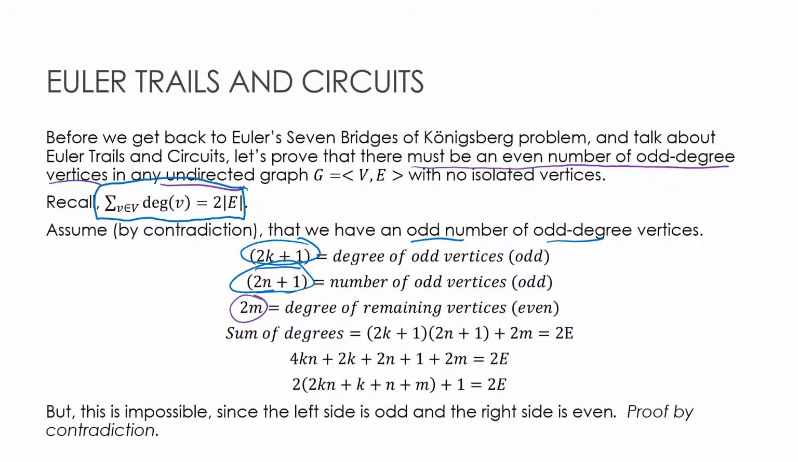So if I had some graph with these properties and I added up the degrees, I would take the number of odd vertices times the degree of those vertices. That's right here.